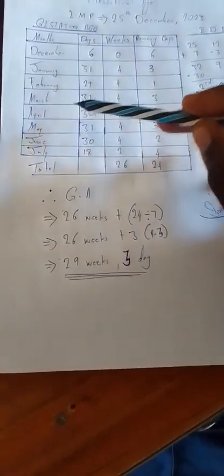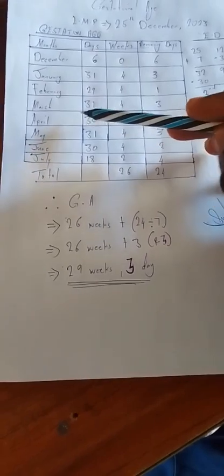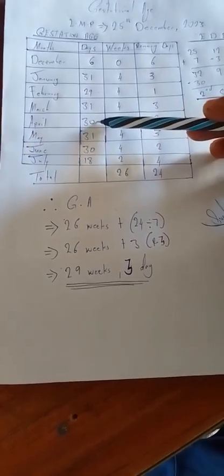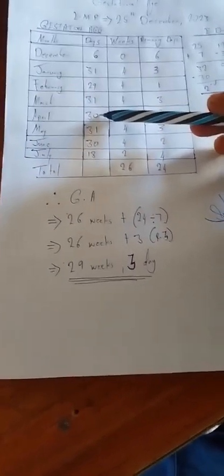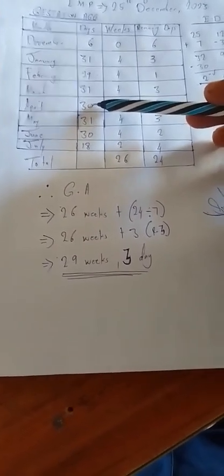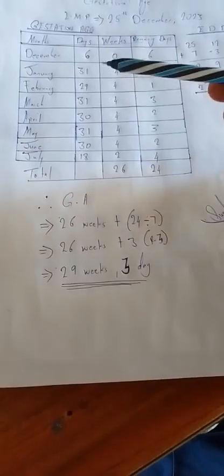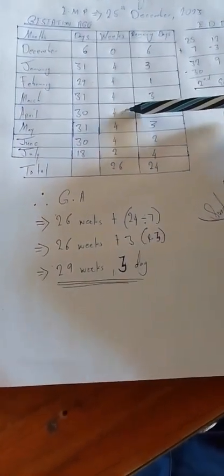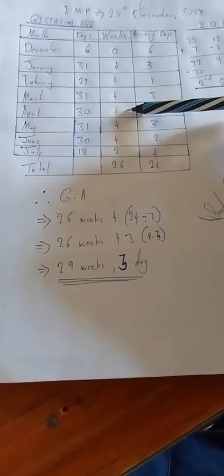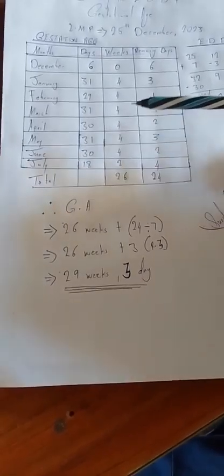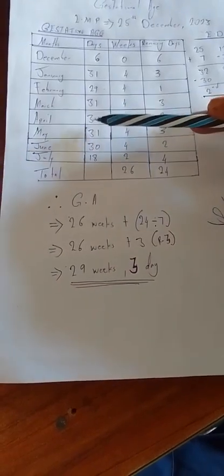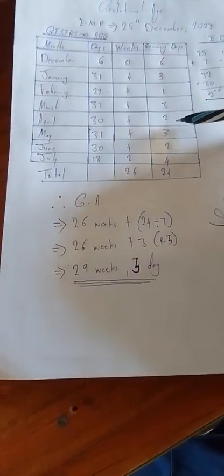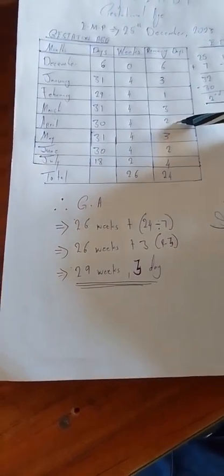From March, we go to April. In April, we have how many days? 30 days. In 30 days, we have how many weeks? We have 4 weeks, so write the 4 weeks here. In 4 weeks, we have how many days? We have 28 days. So we subtract 28 from 30 days, and we get 2. That 2, we write it on remaining days.